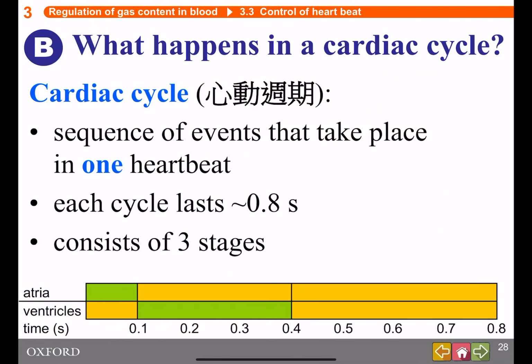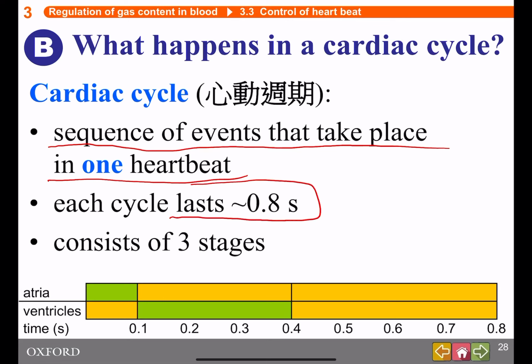So we finished talking about the generation of the heartbeat. Now let's talk about the cardiac cycle. What is the meaning of cardiac cycle? It refers to the sequence of events taking place in one heartbeat. And each cardiac cycle lasts for about 0.8 seconds. It consists of 3 stages.